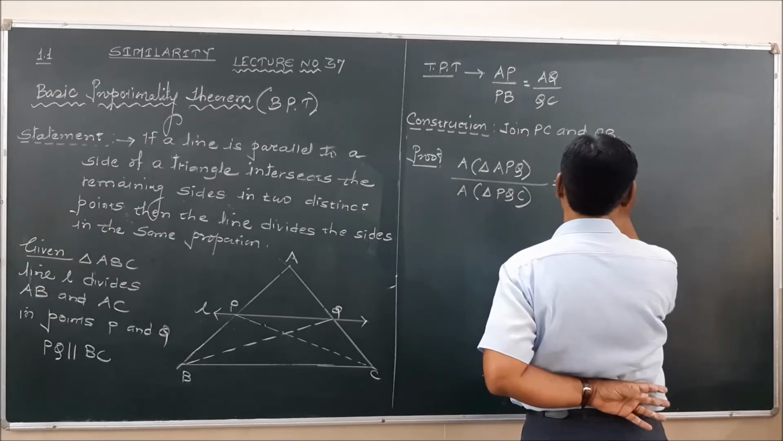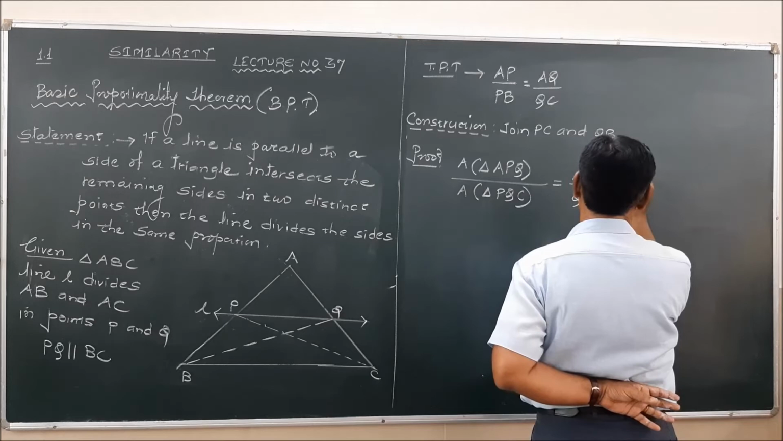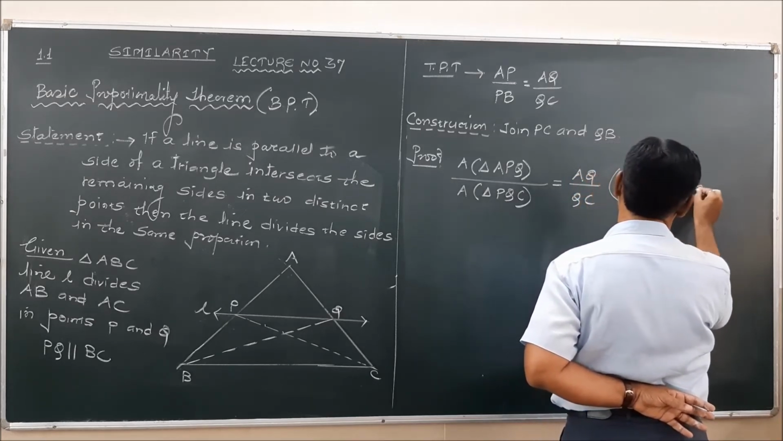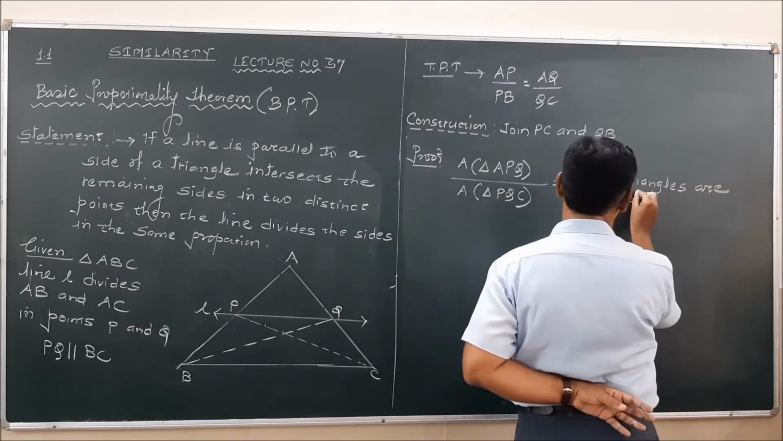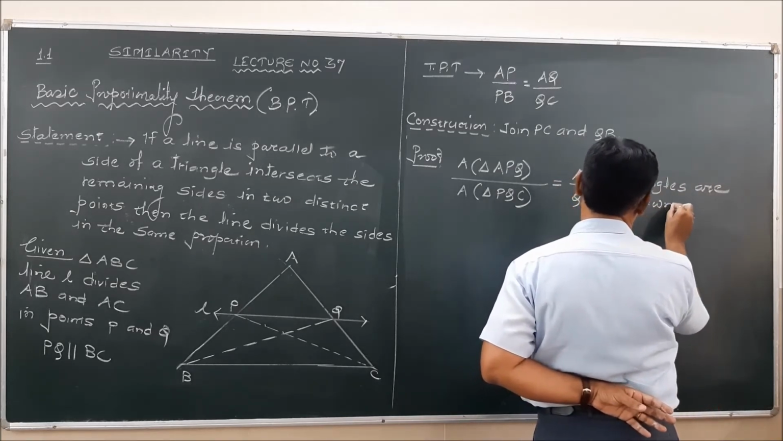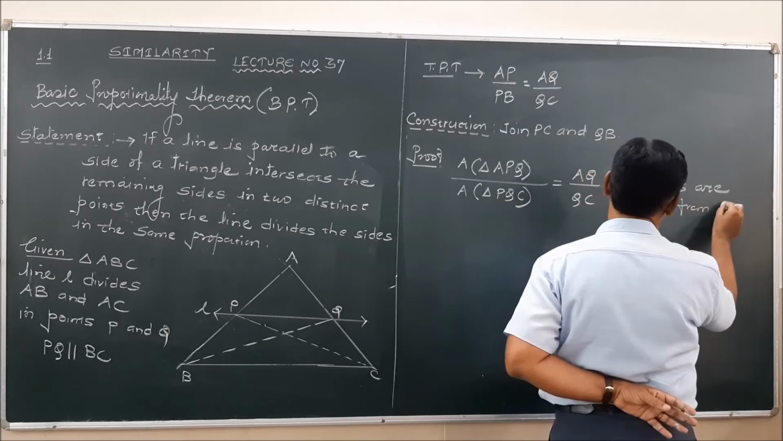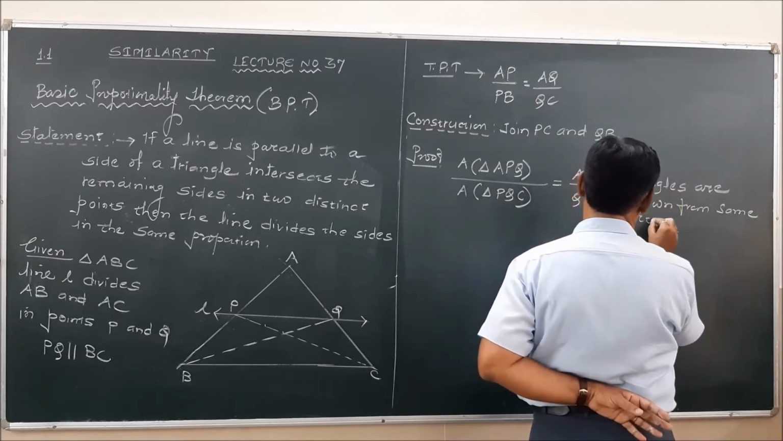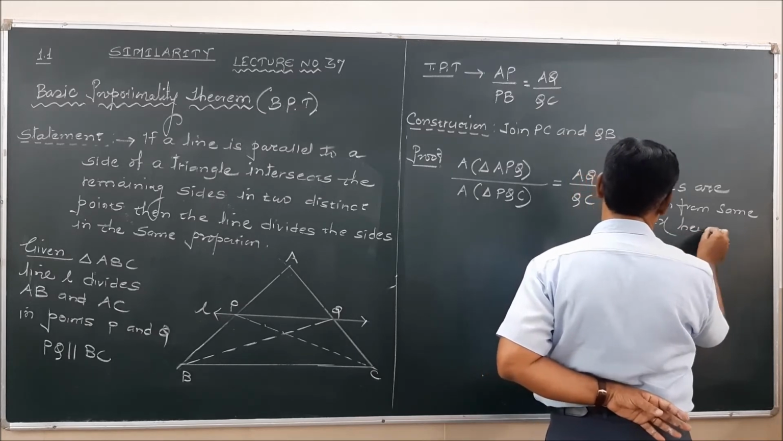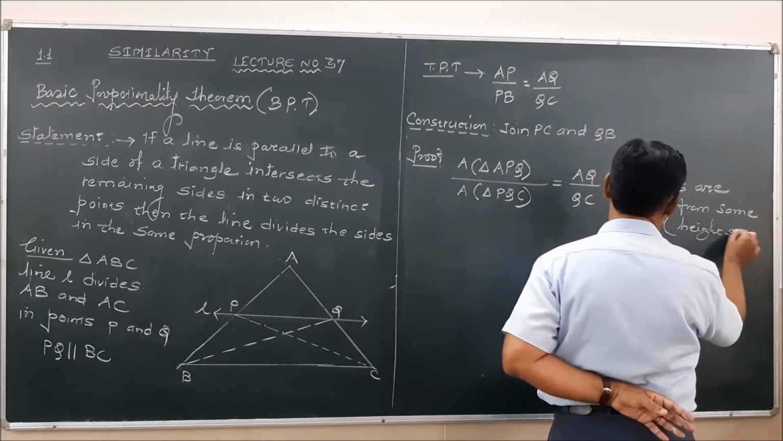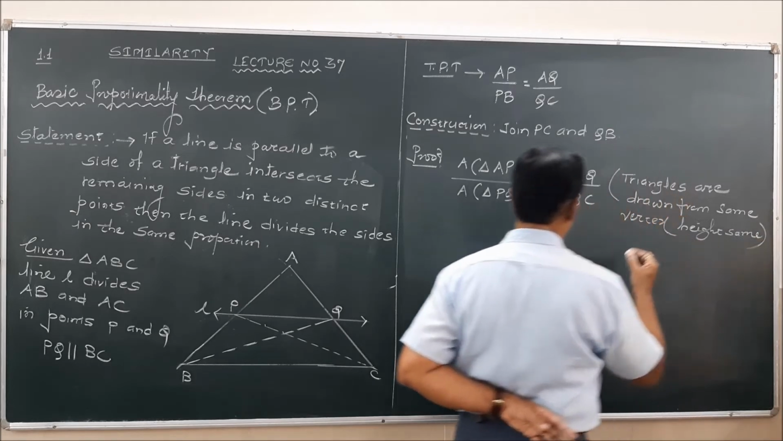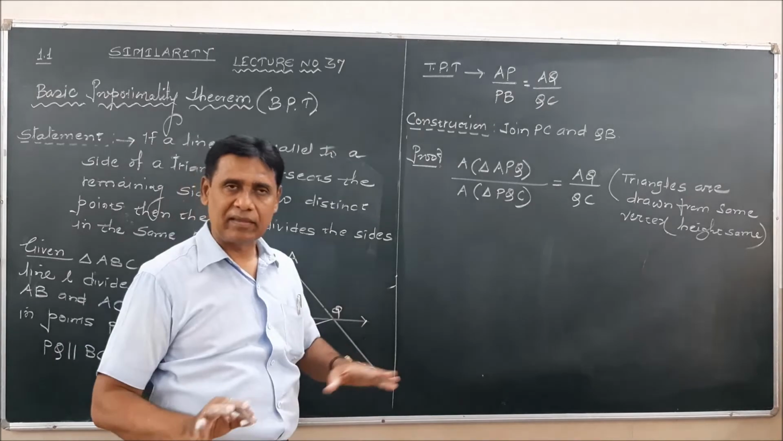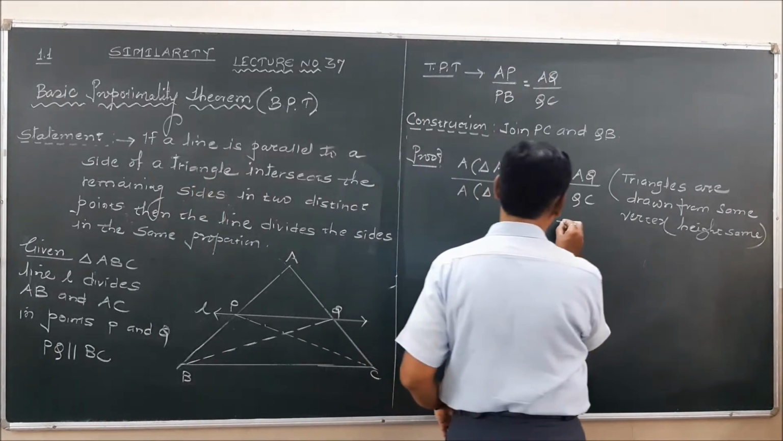Here we mention: triangles are drawn from same vertex, height same. Very important. So triangles are drawn from the same vertex, therefore their heights are same. Alright, I'll label this as 1.